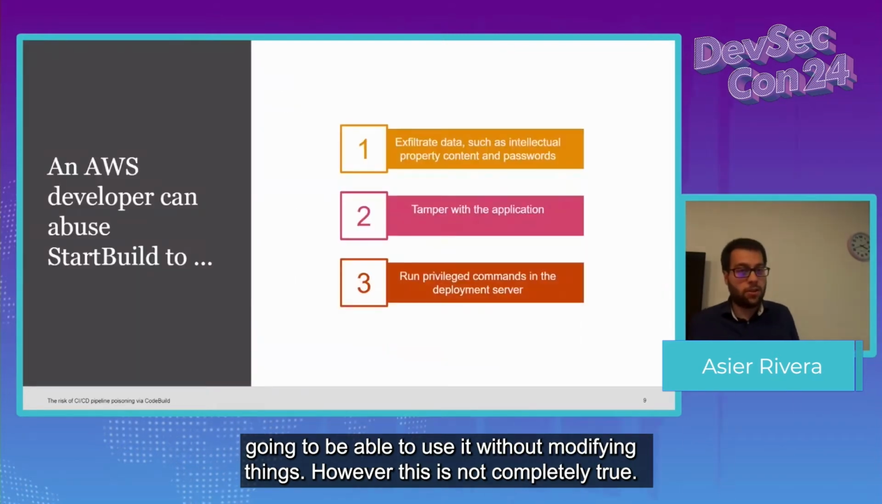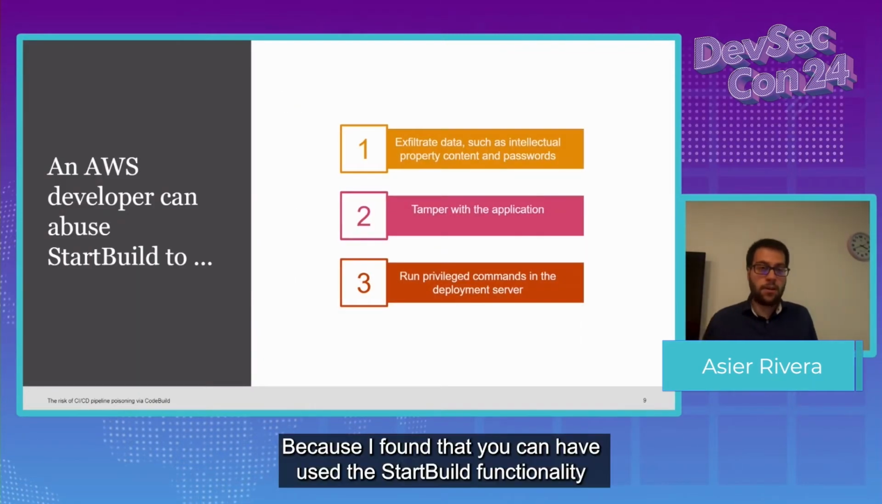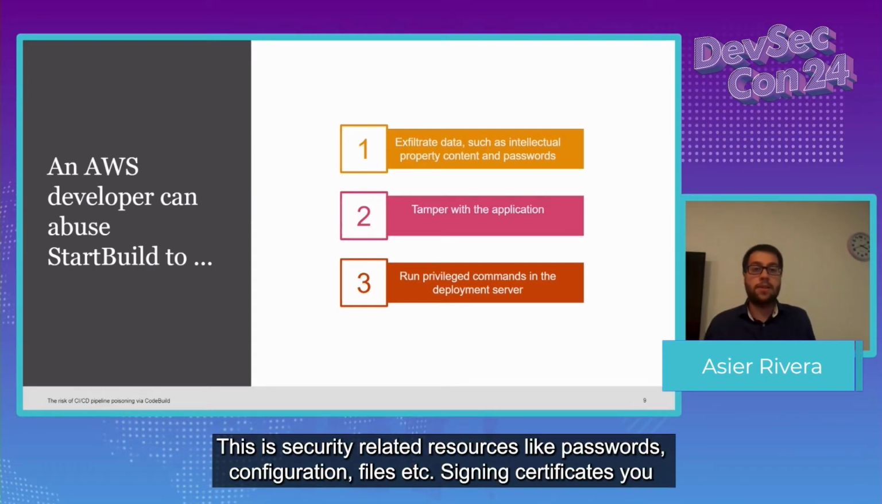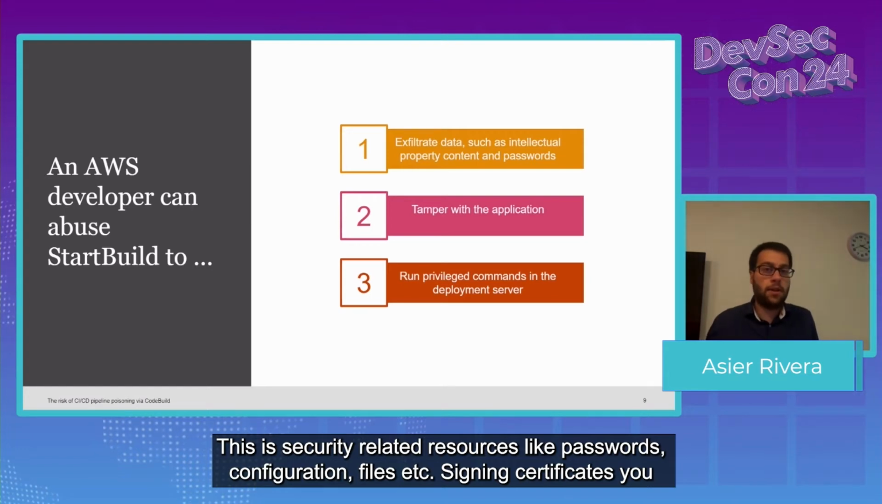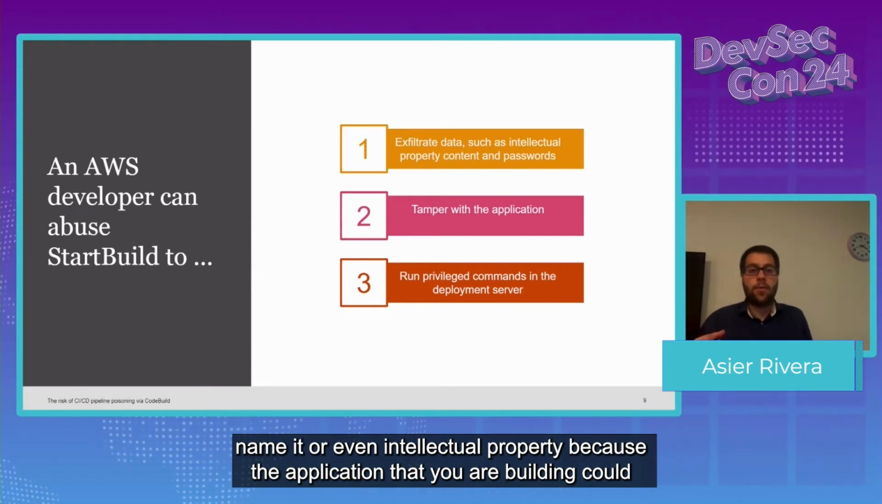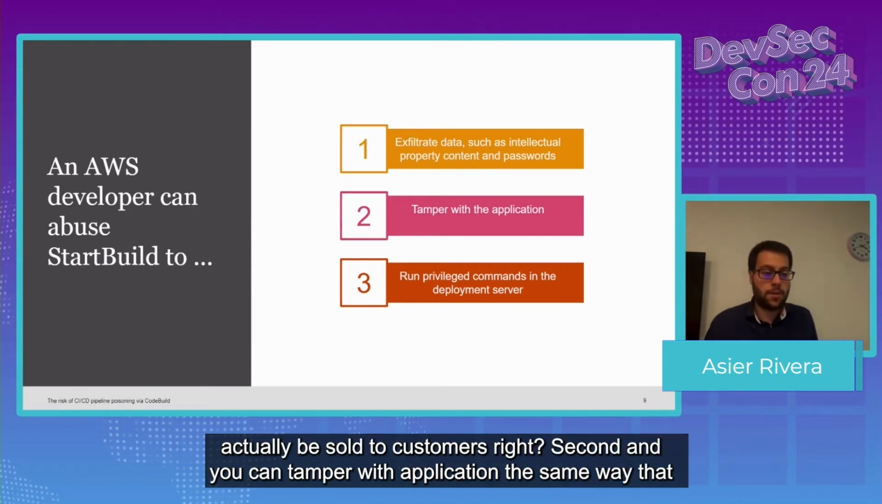However, this is not completely true, because I found that you can abuse the StartBuild functionality to perform three abuse cases. The first one, you could exfiltrate sensitive data. This is security related resources like passwords, configuration files, sign-in certificates, you name it, or even intellectual property, because the application that you are building could actually be sold to customers, right?